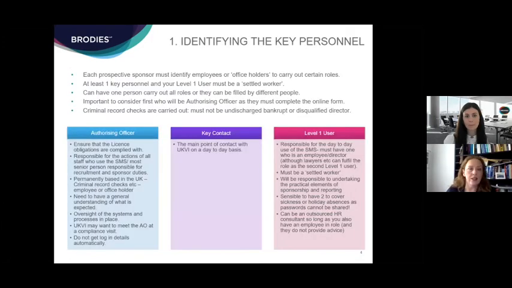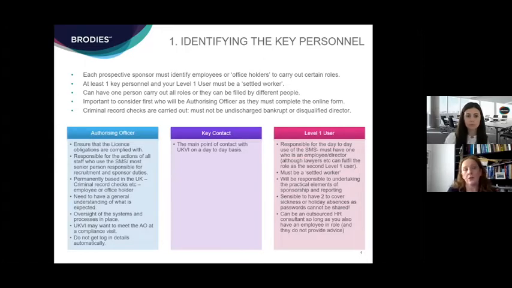So let's get started then with the first part, which is, as I said, identifying your key personnel. Each organisation, if you want to apply for a sponsor licence, is asked to identify certain employees or office holders, so that could be a director, to fulfil certain roles for the purposes of the sponsor licence. And in a minute, I'm going to talk about what some of those roles are. But one thing that's worth bearing in mind is that at least one of your key personnel and your level 1 user must be a settled worker.